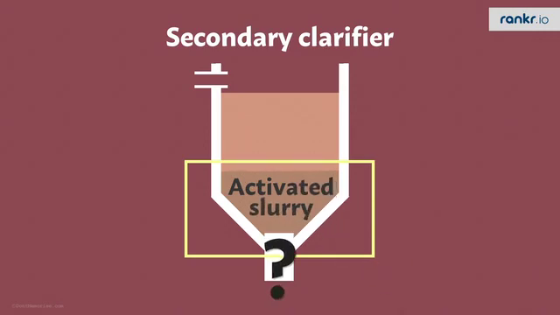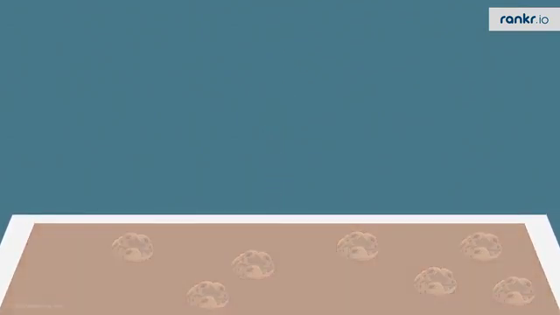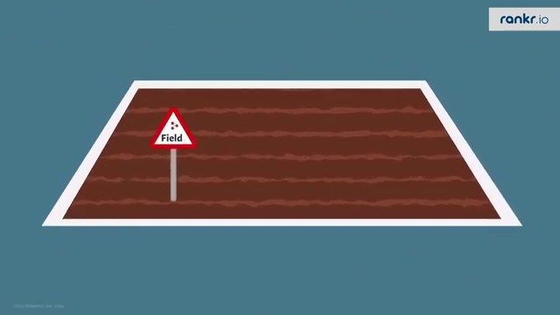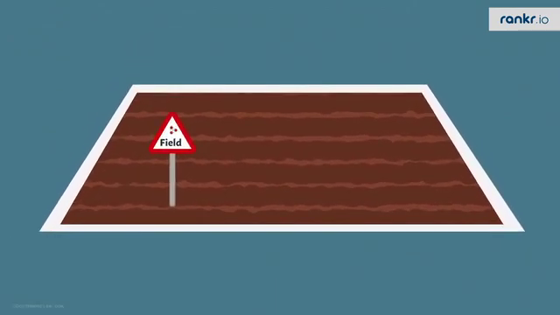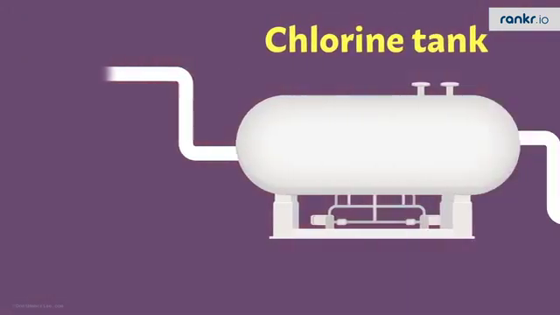What do we do with this activated slurry? We can collect the biomass, dry it and add it to the soil. The dried organic matter on being added to the soil increases its nutrient content. But for collecting the activated slurry, we first need to collect water from the top. This water is now all set to enter the chlorine tank.